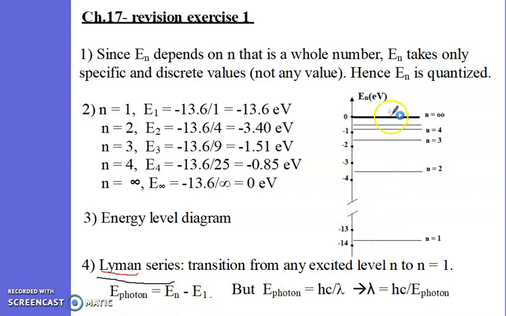But look at the diagram here. Where is the smallest difference between 1 and which level? Between 1 and 2, right? So when we have a jump from 2 to 1, you get the energy of the photon. But this energy of the photon is the smallest because this is the smallest gap, smallest space. If the energy of the photon is smallest, then the wavelength is longest, since they are inversely proportional. Okay?